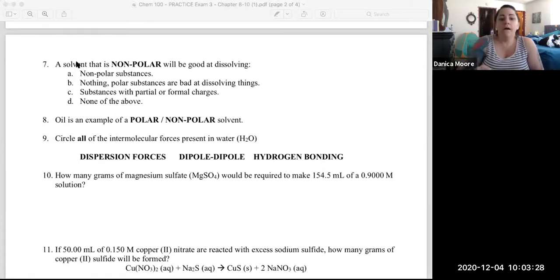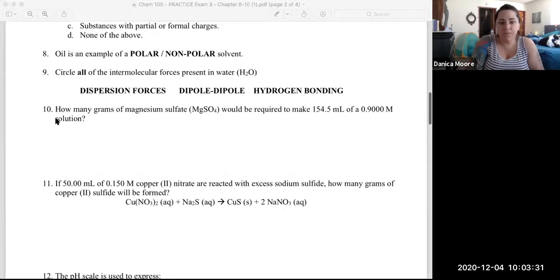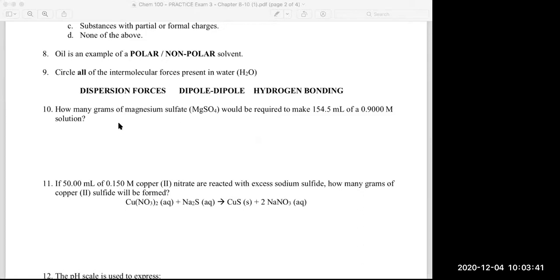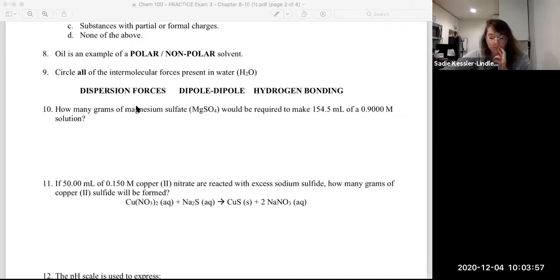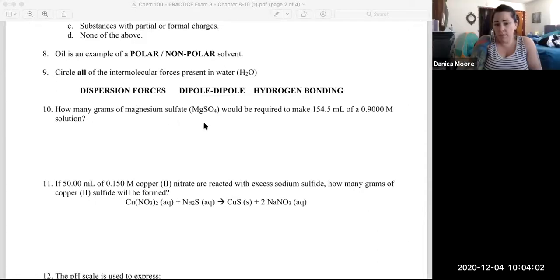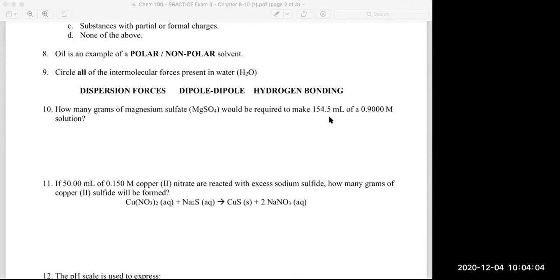Cool. All right. So number 10, we have a molarity problem, right? Now, is this a simple molarity problem or a titration or a stoichiometry problem? Simple, right? Everybody comfortable with why?